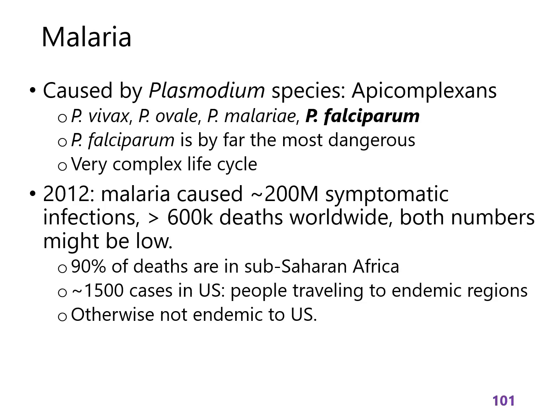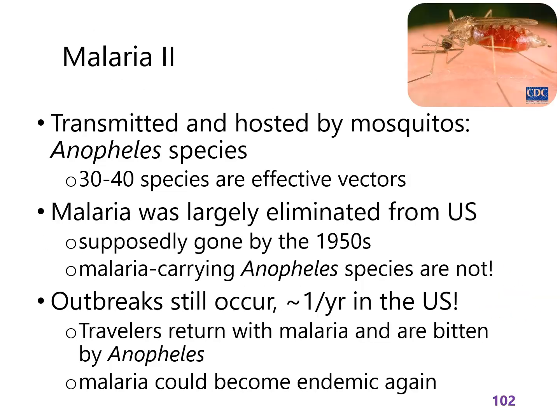It's rare in the US, although it was common in the US in the 1700s, and it could become common again. But most of the serious cases are in sub-Saharan Africa, where falciparum is endemic. There are outbreaks in the US because people bring it back from regions where it's endemic, and they can get bitten by the mosquitoes that spread it, but it's not common at all.